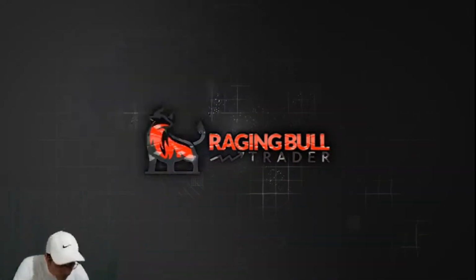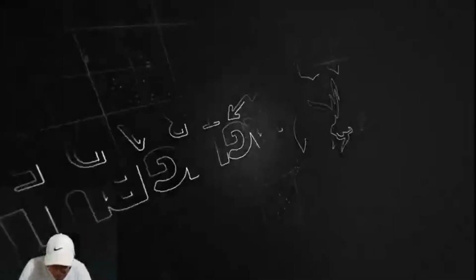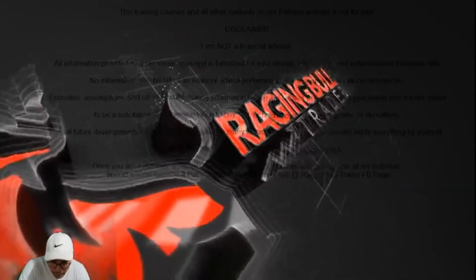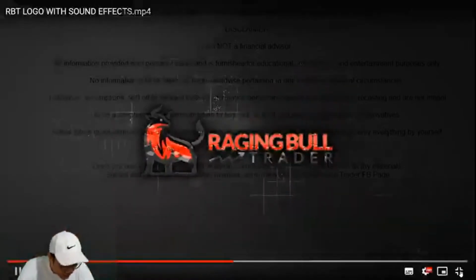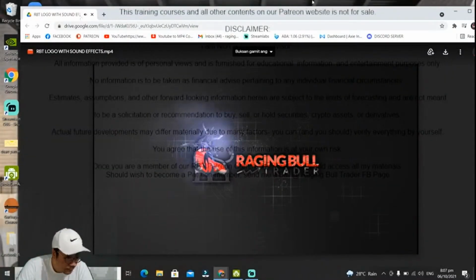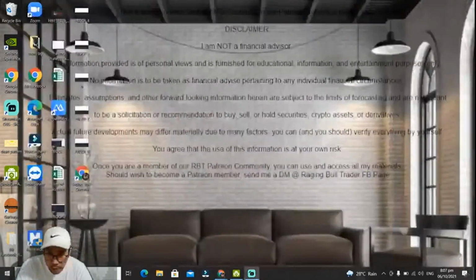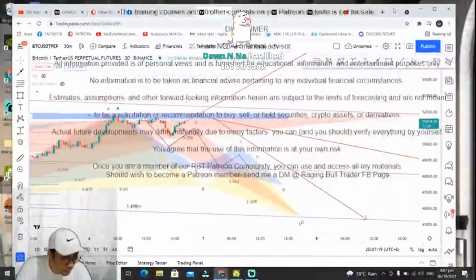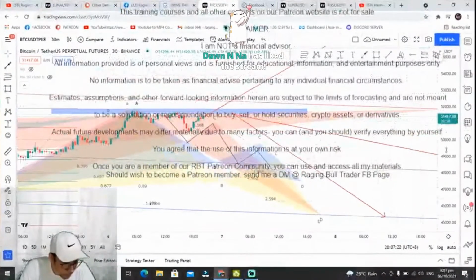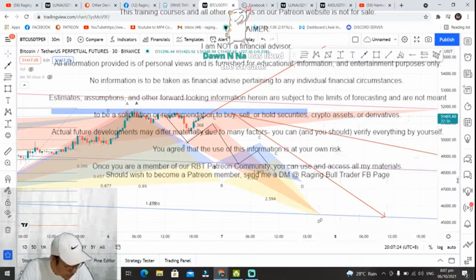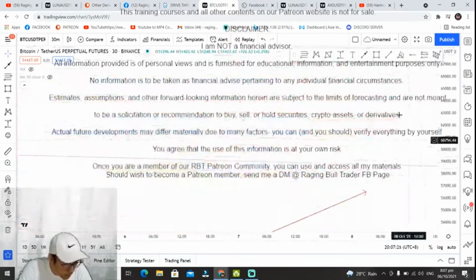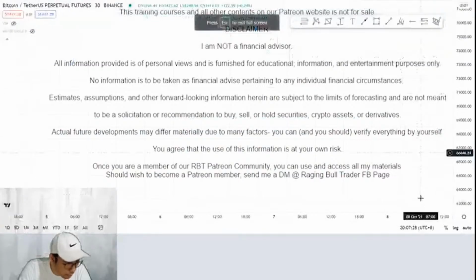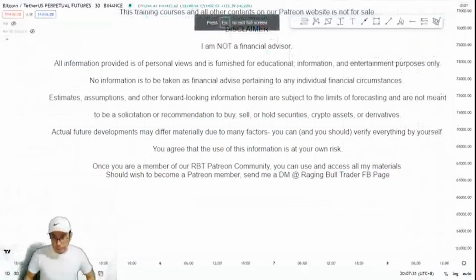Before we start, I'll just put our disclaimer here. Then we'll turn it off. I'll put some white background here, so maybe I can use this Bitcoin chart so you can see. And we will try to zoom. Okay, full screen.